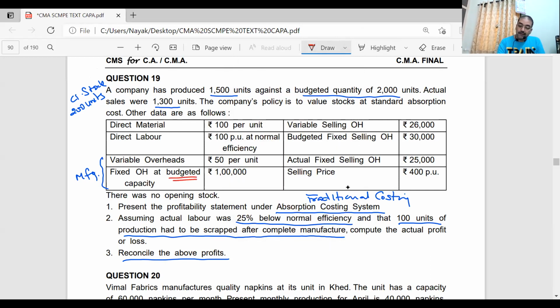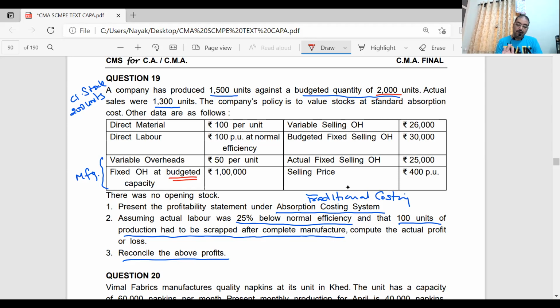So labor cost is 133.33? No, it is because they said 100 rupees. Sir, they said produce 1,500 against the budget of 2,000, which means the labor cost 100 rupees per unit at normal efficiency, which means they were inefficient in terms of producing the units. No, they were inefficient. That is for the second part of the question, not for the first part. But still the production against 2,000 budget, right? The budgeted under normal efficiency is 100 per unit for 2,000 units produced.